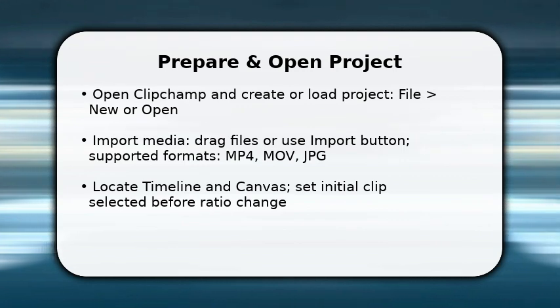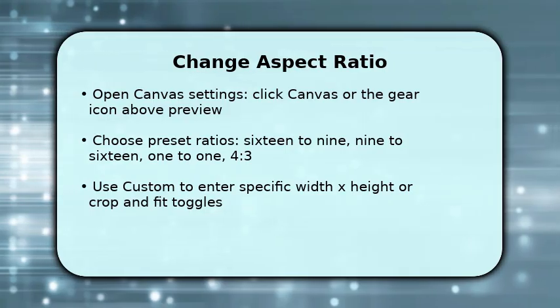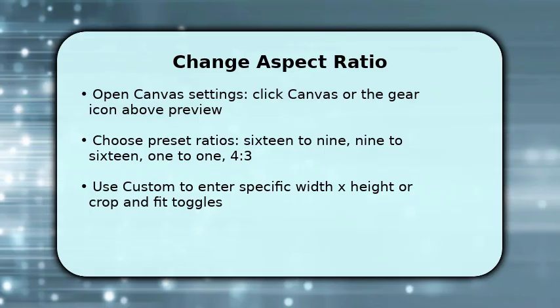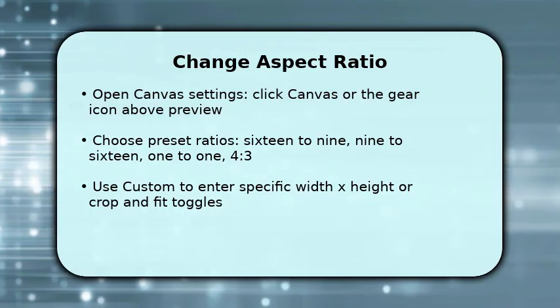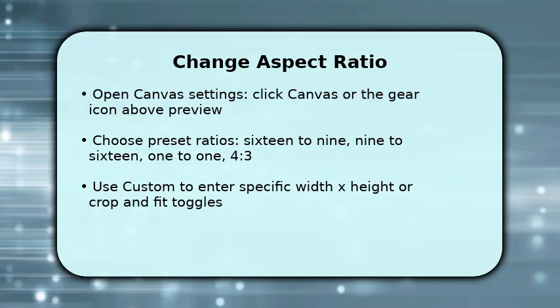Now you change the actual ratio in canvas settings. Click the gear or canvas area and pick a preset like 16:9, 9:16, or 1:1. These apply immediately to the preview. If you need a precise custom size, use custom and type width and height values.